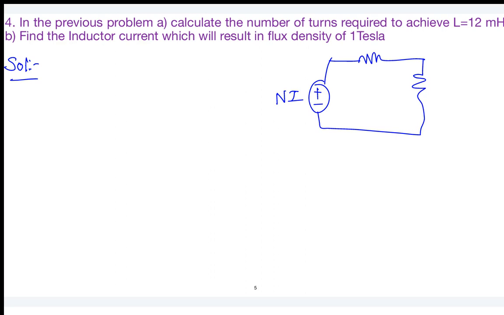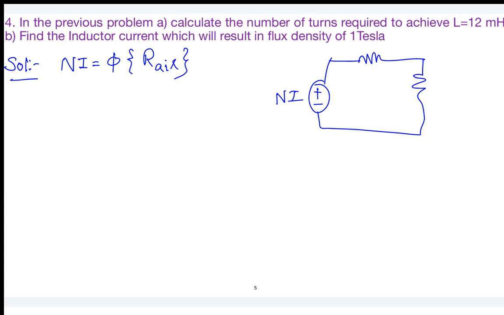So what you are going to get, Ni is equal to Φ into the reluctance of the core plus reluctance of the air gap. The reluctance of the core is 0 because of infinite permeability. So this is the reluctance of the air gap itself. Okay.